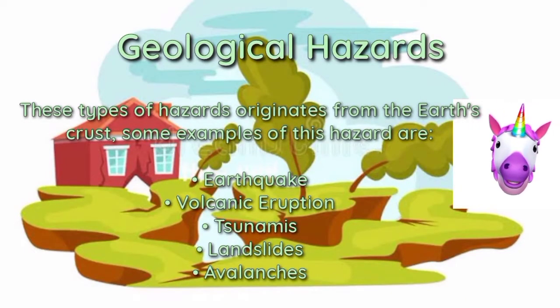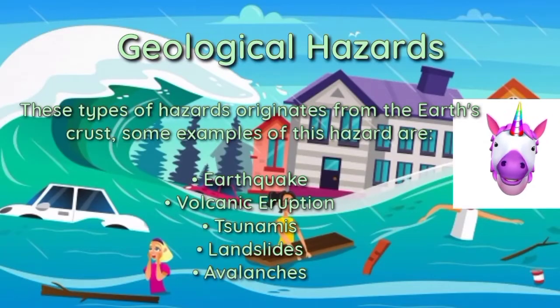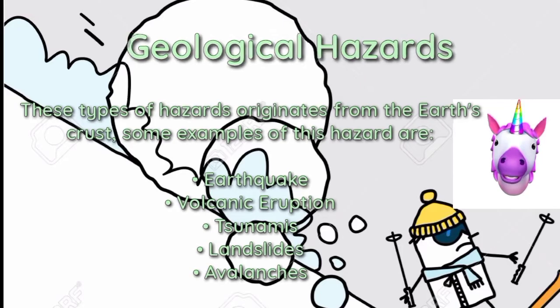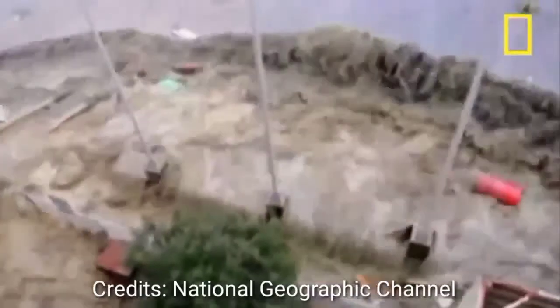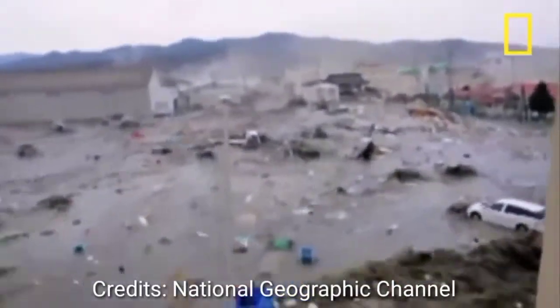Some examples of this hazard are earthquakes, volcanic eruptions, tsunamis, landslides, and avalanches, as mentioned earlier. Some notable events of these occurring on our planet is the Tokyo earthquake and tsunami merely a decade ago. It's from these vantage points on hills and in tall buildings that incredible footage was captured.